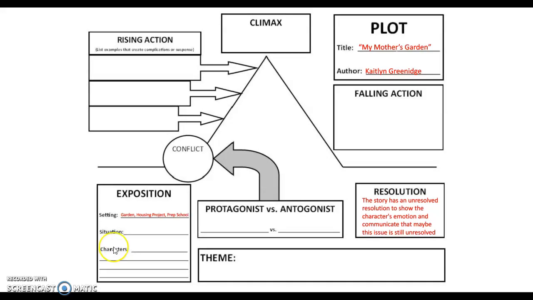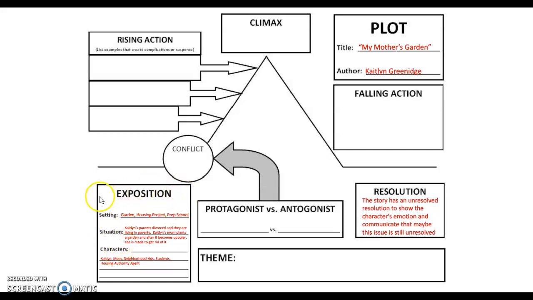All right, welcome back. First, setting: the places you could have written down might have been garden, housing project, prep school. You might have written down 1990s, because that was the date that was included in the setting. The situation: Caitlin's parents divorced and now they're living in poverty. Caitlin's mom plants a garden, and after it becomes popular, she is made to get rid of it. So that's basically the situation people find themselves in. And then the characters. There were multiple characters including Caitlin, her mom, the neighborhood kids that help her mom with the garden, the students at Caitlin's school, and the housing authority agent.